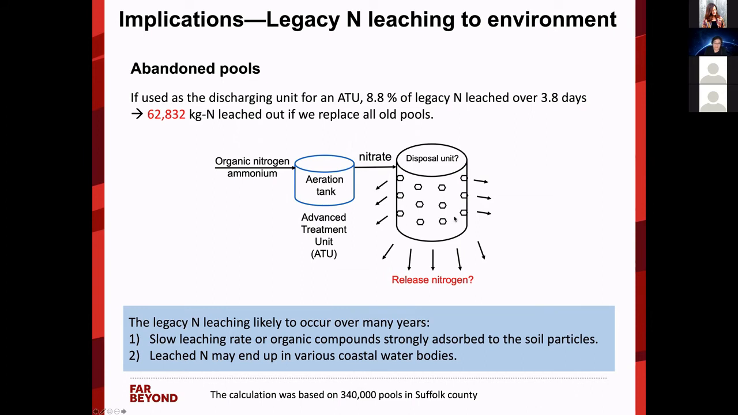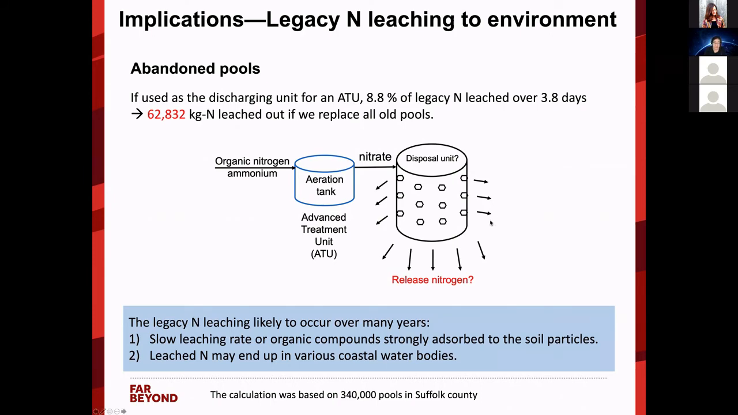But this would not happen immediately. This leaching nitrogen can be leached out over many years due to many reasons. One reason is the slow leaching rate, as these organic compounds are very strongly absorbed to the soil particles. So the real leaching rate is probably lower than what we observed in the leaching experiment. And also, these leached nitrogen may end up in various coastal water bodies, not only the Great South Bay, but also the Long Island Sound, and also some local watersheds.